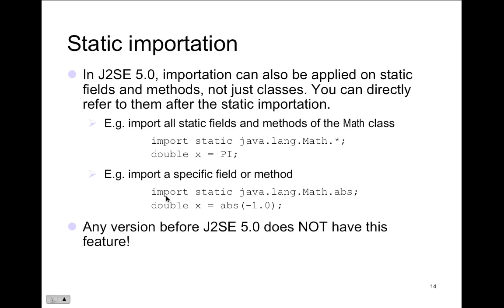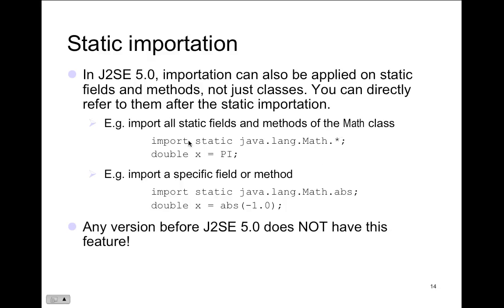And so static importation, just a little note on that. It was part of the 5 version. I think we're up to 6 actually now. This is even old. But starting in 5, importation can also be applied to static fields and methods, not just classes. So you can directly refer to them as a static importation. It was not the case in previous versions. You actually had to import them. So import all the static methods and fields in the Math class.